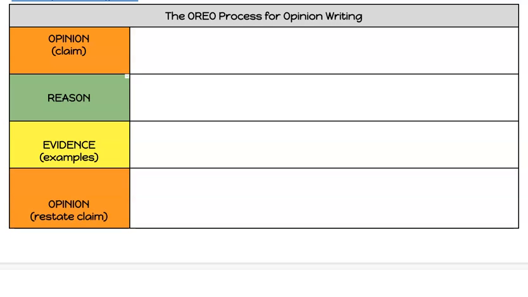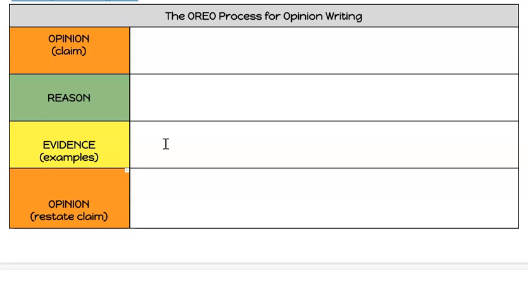This sample is in color because I wanted to show you guys that there are only three parts to this writing piece. Your opinion, your reason, and your evidence. And your opinion stated again. So keep in mind that all these parts are designed to support the other. So what does that mean?